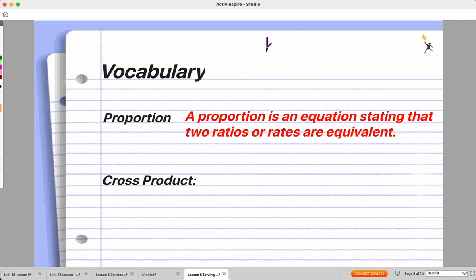So for example, what I'm looking at is 1/2 is equal to 10/20. These two are obviously equal to each other. One just is 10 times larger than the other. Different numbers, same relationship.